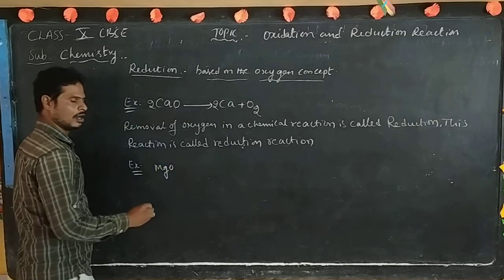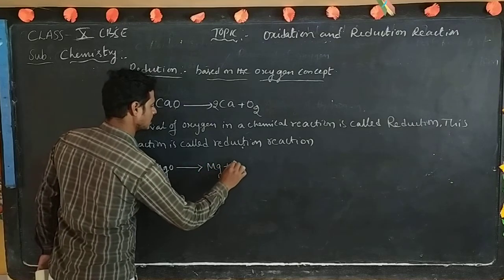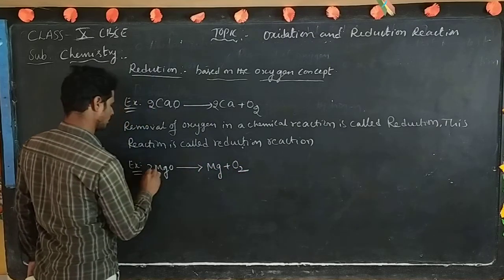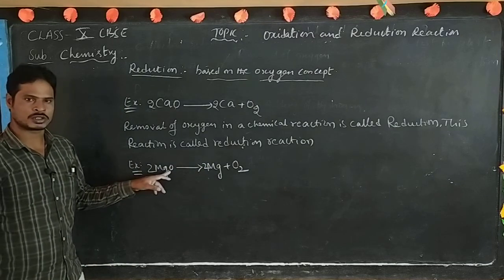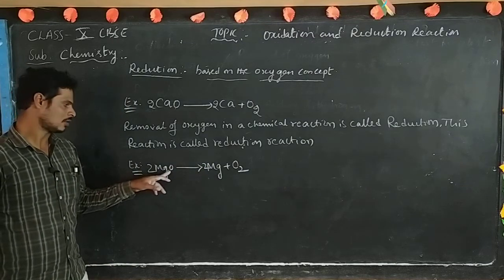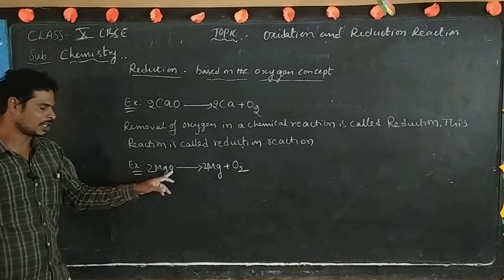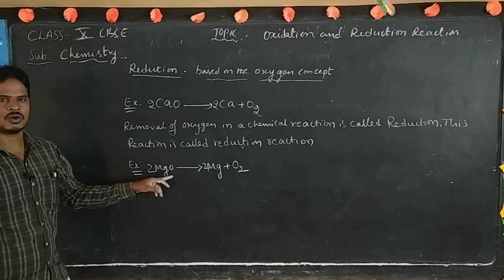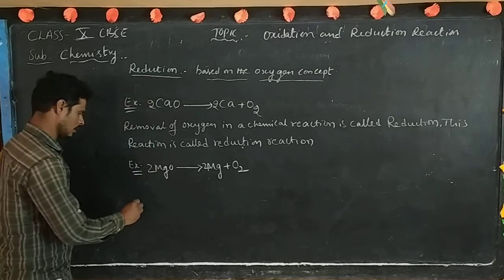Magnesium oxide undergoes decomposition to form magnesium plus oxygen. Here magnesium oxide completely lost oxygen to get magnesium. It means oxygen is removed from the magnesium oxide. So it is called reduction. Next.